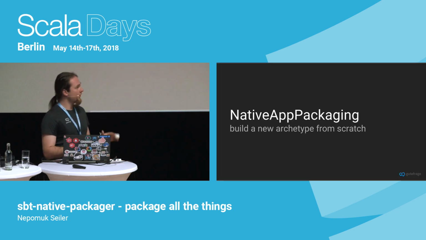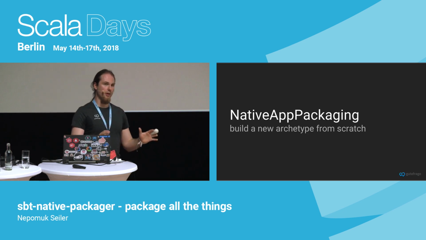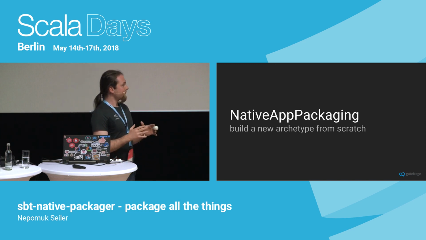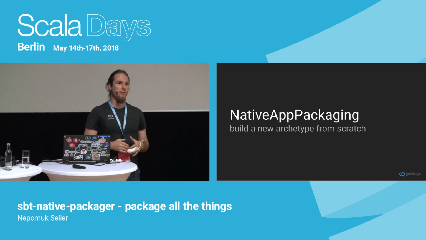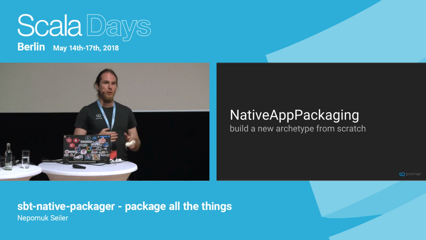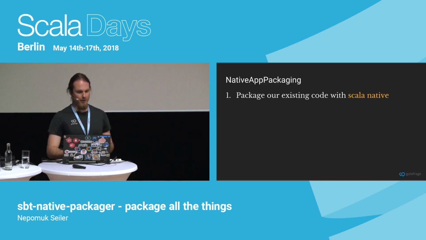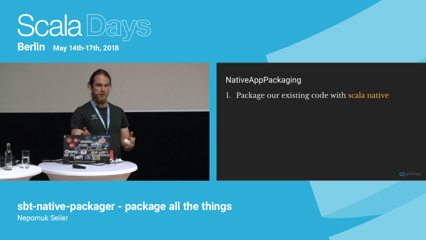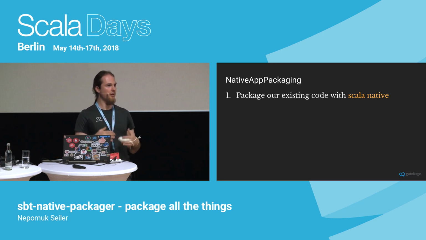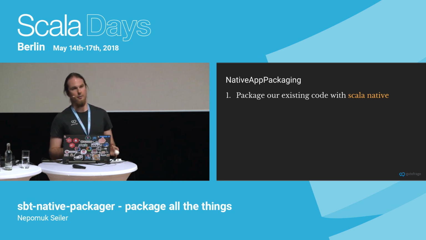Okay, so these are all the core concepts and how they work together. And the second part is to put them in practice. To do that, we will build a new archetype from scratch called native app packaging. And we will build some requirements for it. So first, we want to package the existing code I already showed you, but as a Scala native app. So when I create a package, I don't want to create a Java package, but a native package, which contains a native binary I can execute.